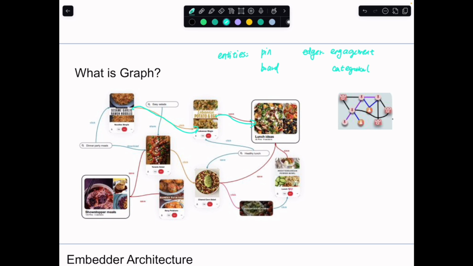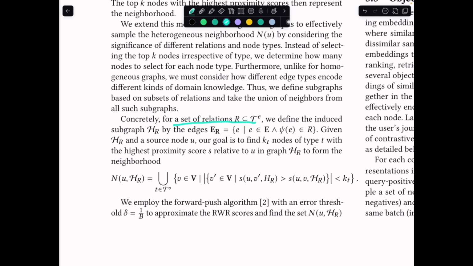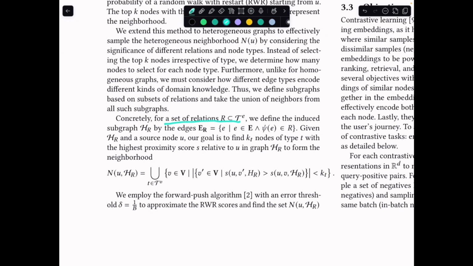With the graph, they are able to do neighbor sampling to generate the graph neighbors for each entity. They do this via random walk with restart. The paper specifically highlights the challenge that it is a heterogeneous graph, so there are different edge types. Across all the different relations, they choose a set of relations and then get the subgraph.